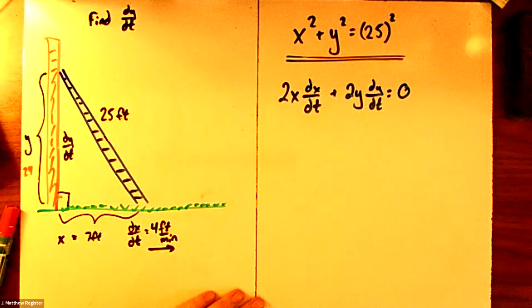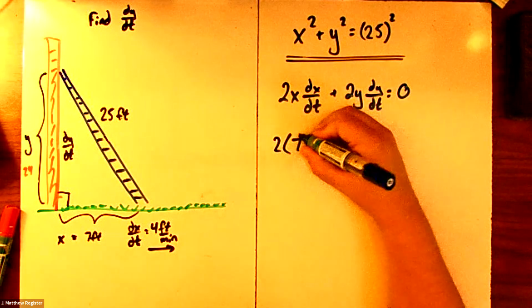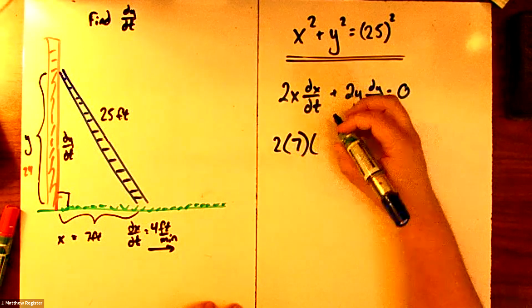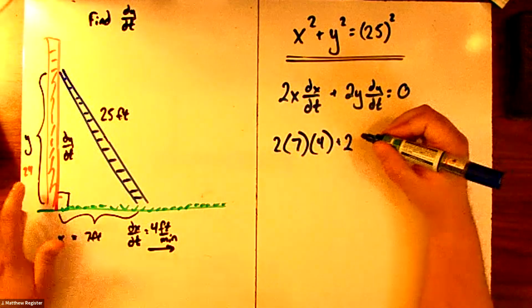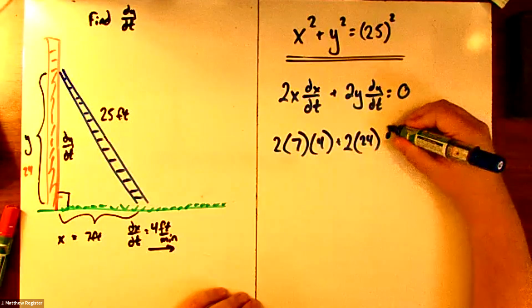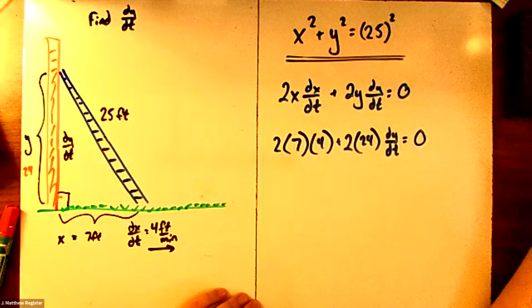And so now we can take all of our values that we have and plug them in. And so we'll get 2 times x, which is 7, dx/dt is 4, plus 2y, well, we know y is 24, times dy/dt equals 0.